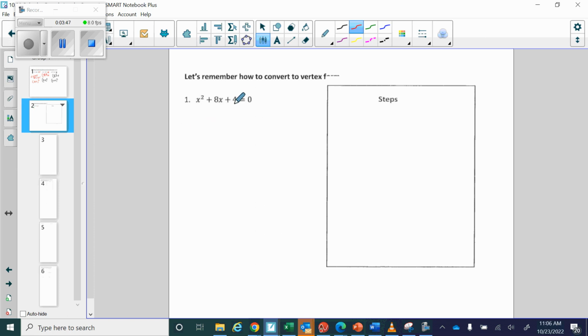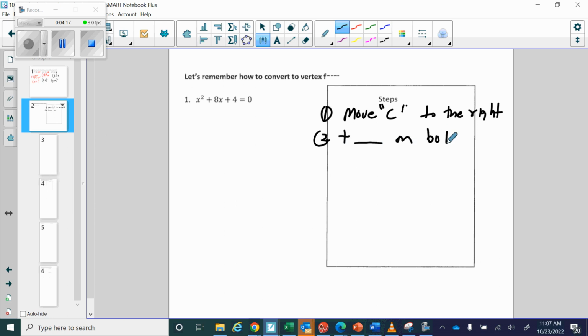So the 4 is the issue, so I'm going to cancel the 4, moving it to the right. So step number 1 is to move the C value, which is 4 right now, to the right. And then step number 2, I'm going to have a blank space now, so I'm going to put a plus blank space on both sides. So it's going to look like this now.